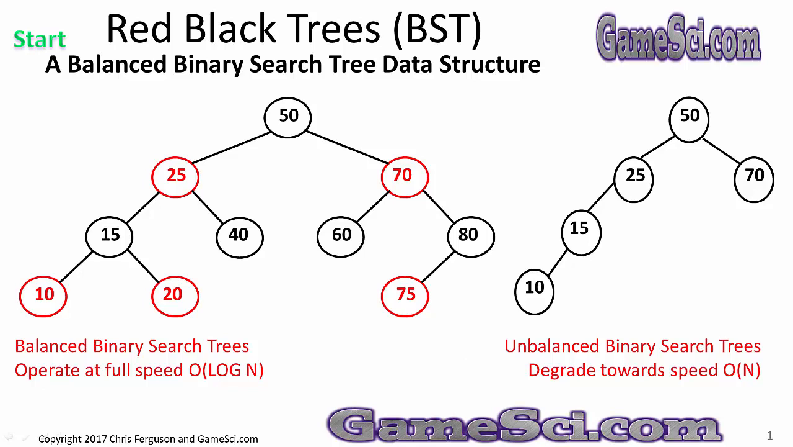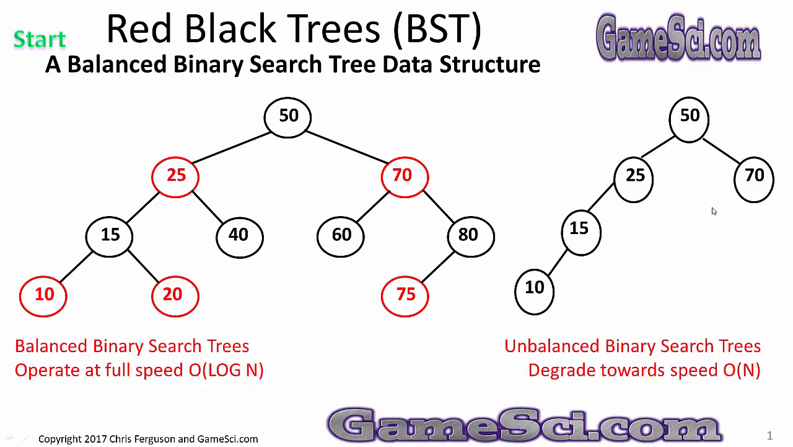GameSci.com. How you doing? Welcome to a lesson on red-black trees. They are a balanced binary search tree data structure. Over here on the left, we have a balanced binary search tree. This operates at full speed, order of log n. You can see there's a maximum of 4 levels down this side of the tree and a maximum of 4 levels down that side of the tree. 4 levels per side of the tree. This is a balanced binary tree.